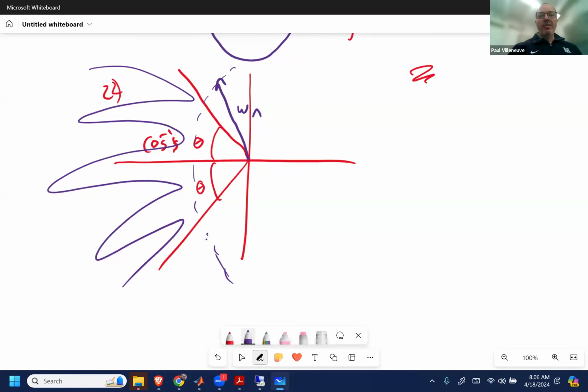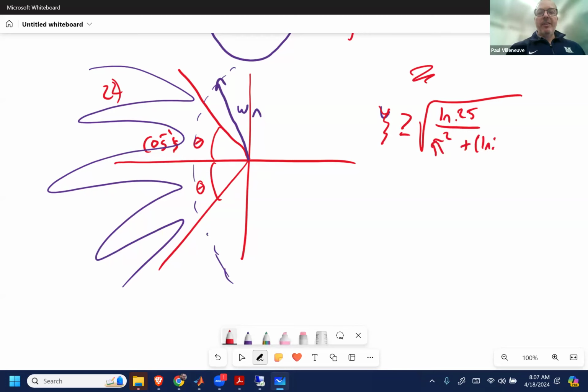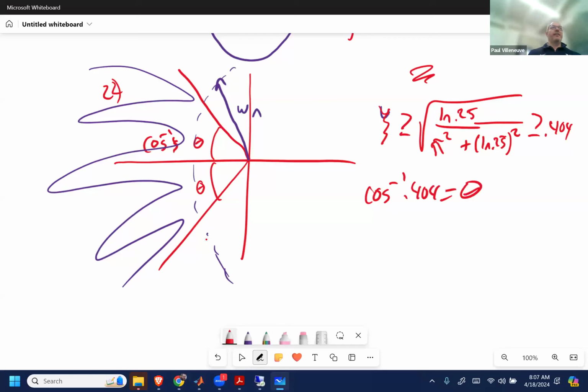Now all you needed to do was calculate zeta. So zeta had to be greater than the square root. And this is the equation that we did, the maximum percent overshoot. ln of 0.25, because it's a maximum percent overshoot. So it's 25% or 0.25 divided by pi squared plus ln of 0.25 squared, which means it had to be greater than 0.404. So the cosine inverse of 0.404 is equal to your theta.